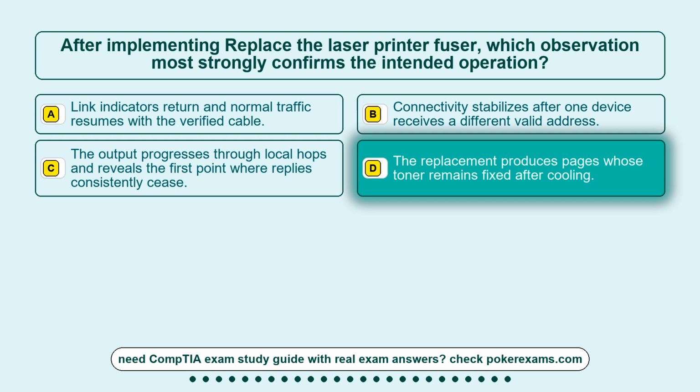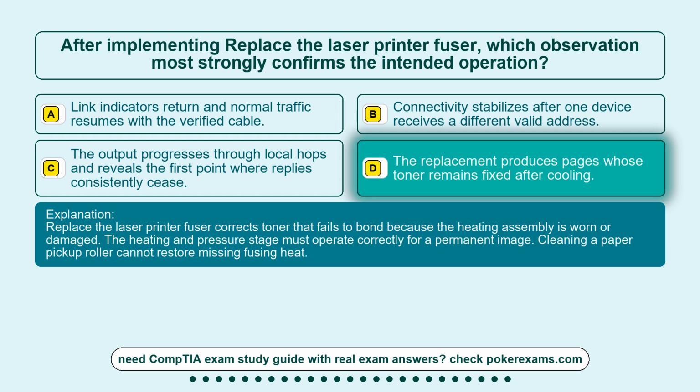The correct answer is option D. The replacement produces pages whose toner remains fixed after cooling. Replacing the laser printer fuser corrects toner that fails to bond because the heating assembly is worn or damaged. The heating and pressure stage must operate correctly for a permanent image. Cleaning a paper pickup roller cannot restore missing fusing heat.